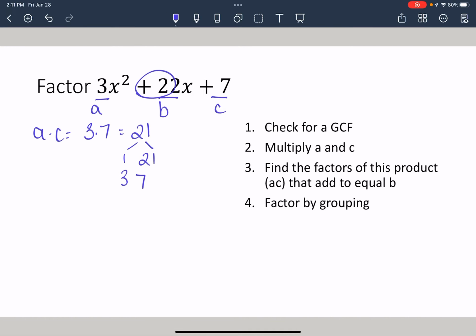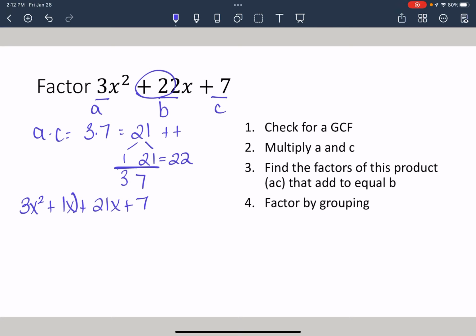So c is positive and b is positive, so I know I need 2 positive factors. So let's add these up. 1 plus 21 is 22. So that is the correct set of factors. So now when I write this, I write 3x squared plus 1x plus 21x plus 7.